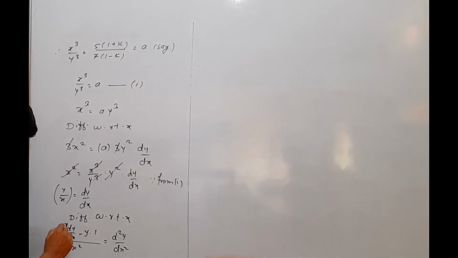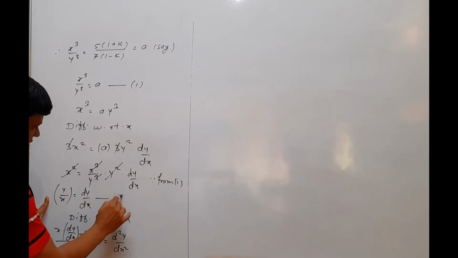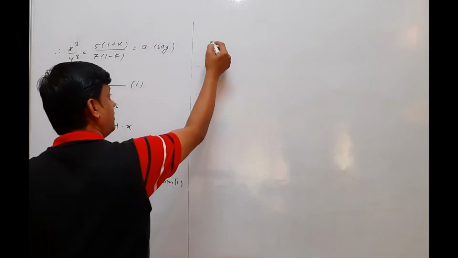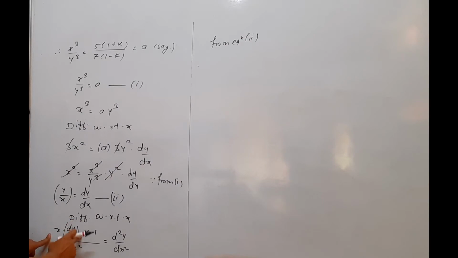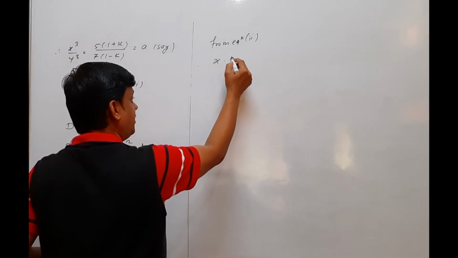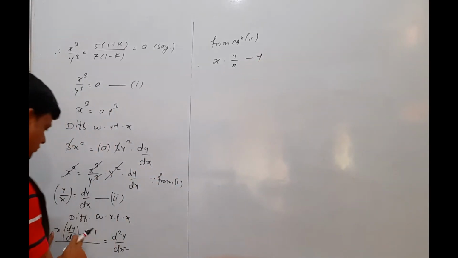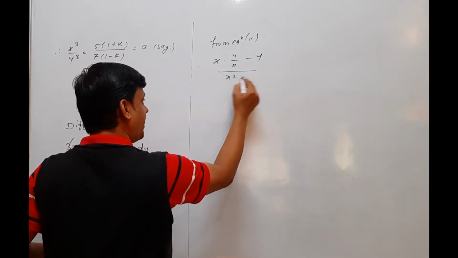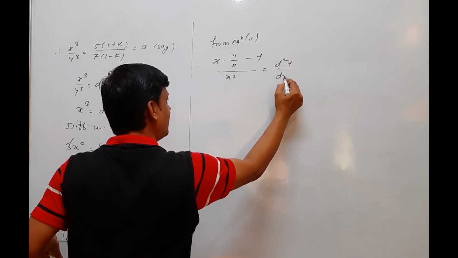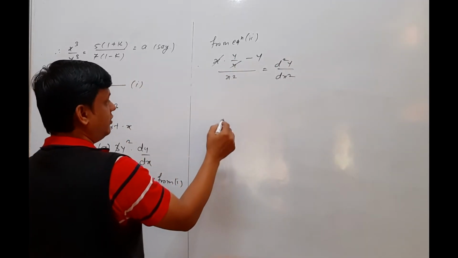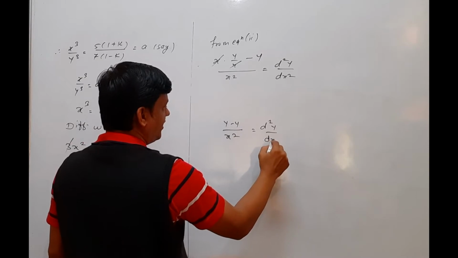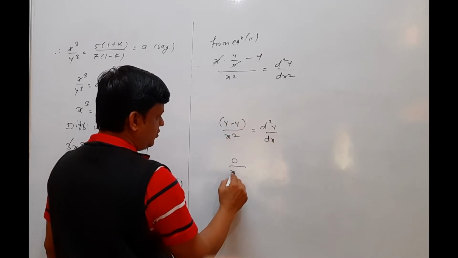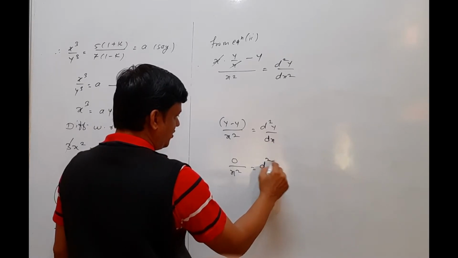If you observe this dy by dx, we can replace it by y by x here, so we denote this as equation number second. So right here, from equation second, we replace this dy by dx by y by x. So x into y by x minus y into 1, we write y upon x square, is equal to d2y by dx2. This x gets cancelled, so in the numerator we get y minus y upon x square is equal to d2y by dx2. So y minus y we get 0. 0 upon x square is equal to d2y by dx2.